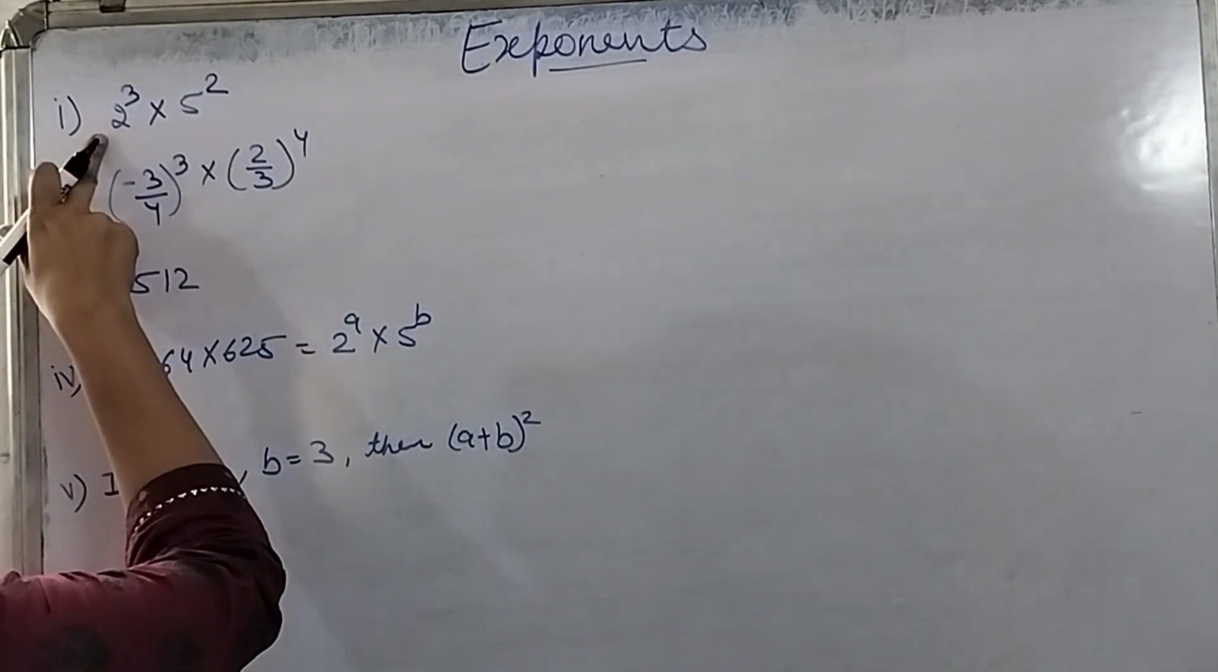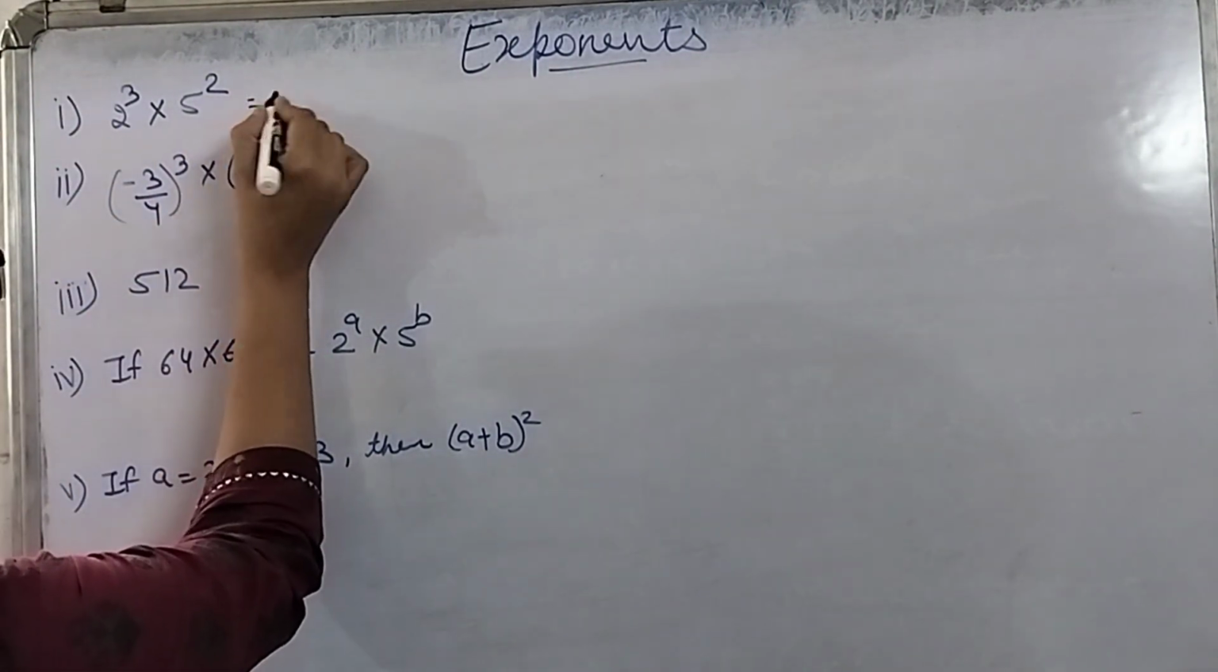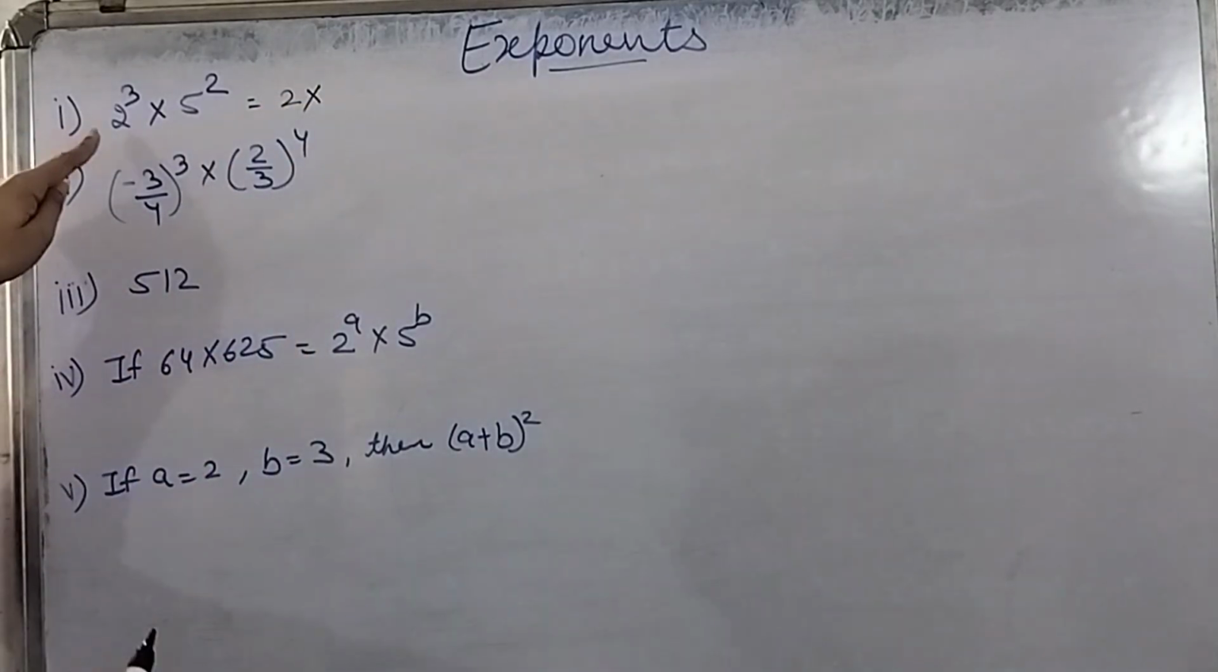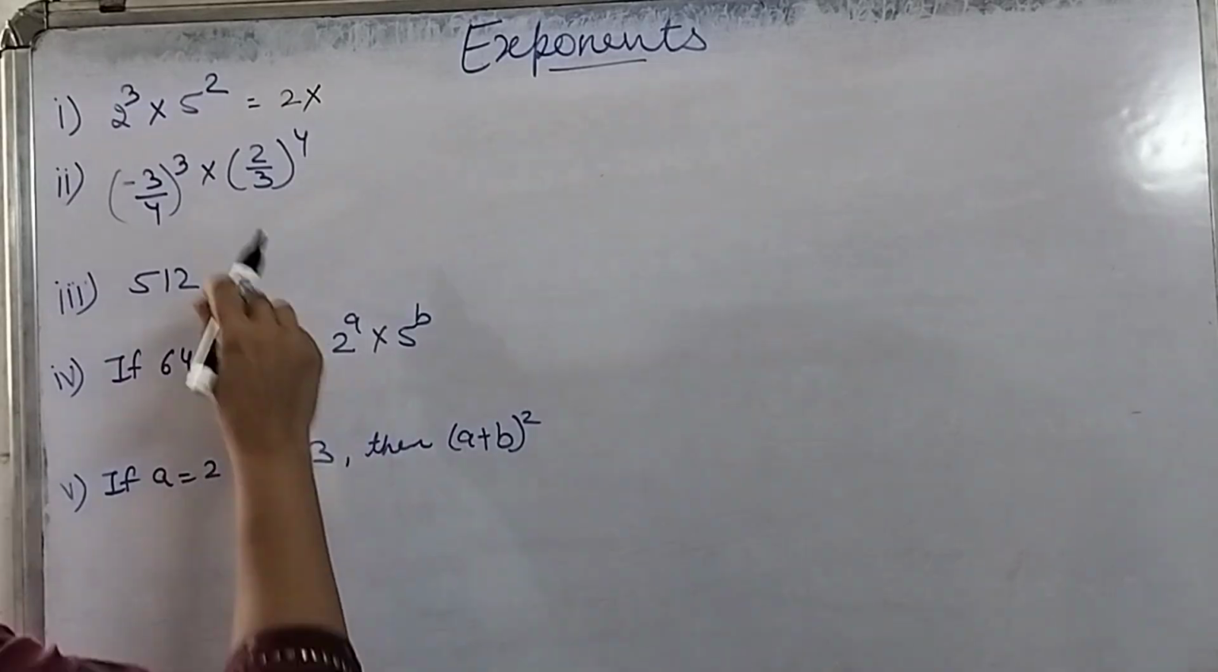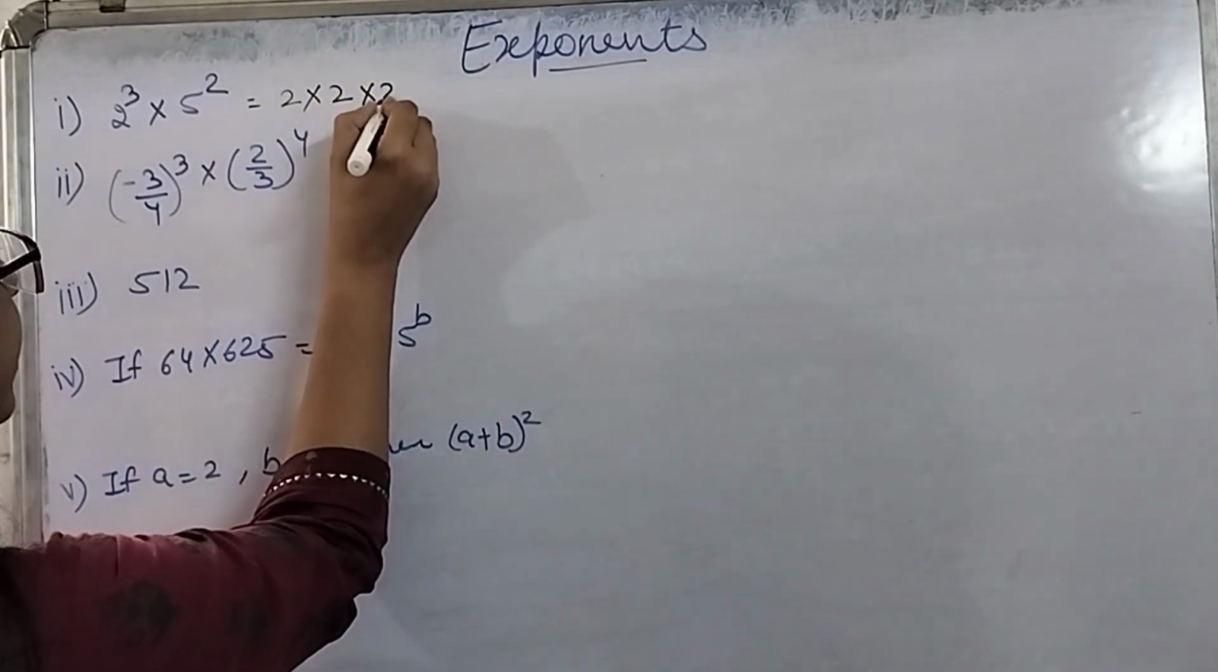As we just said, 2 raised to the power 3 means 2 is the number which is being multiplied, and how many times will it be multiplied? It will be multiplied 3 times because the index is 3. So 2 multiplied by 2 multiplied by 2.